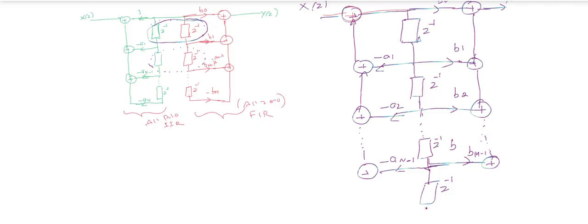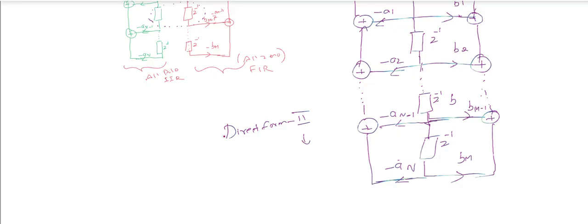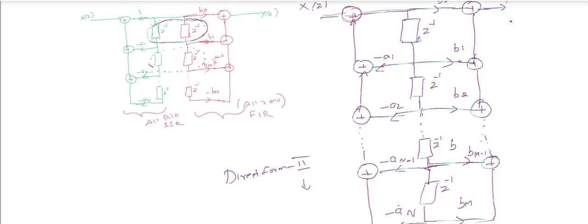So coefficients for feed forward and the feedback coefficients. BM coefficients, minus AN coefficients. So this structure is called direct form 2 structure. In this, by rearrangement of the all pole and all zero system, we can reduce the number of delay elements to realize the system.